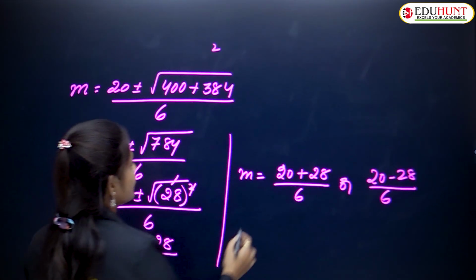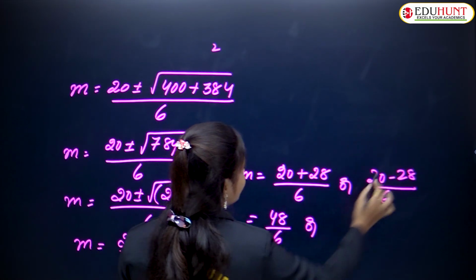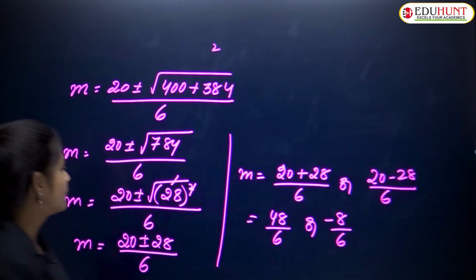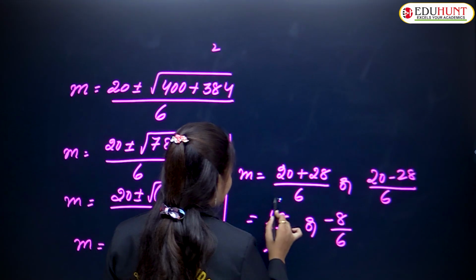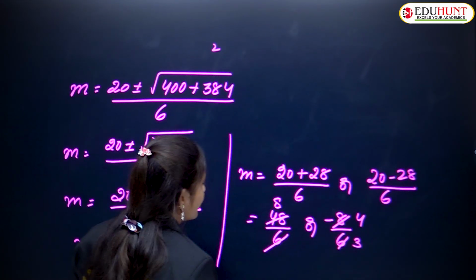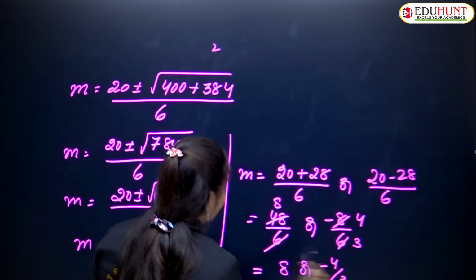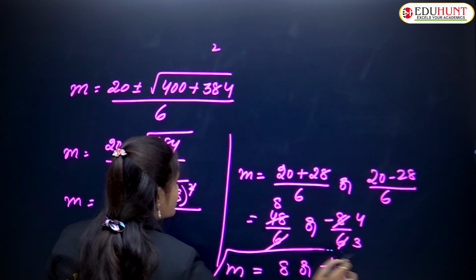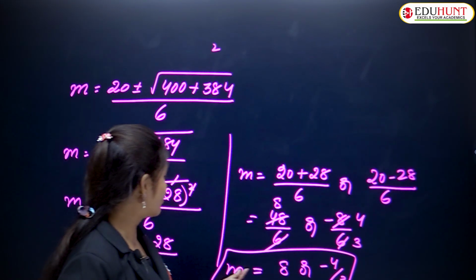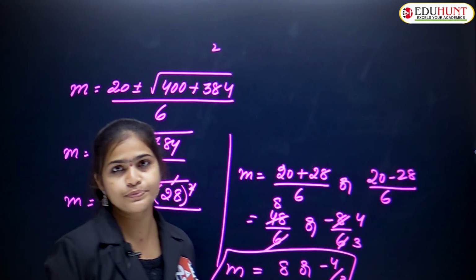Understand? So from this one, 48 by 6 or minus 8 by 6. Okay, so see here 6 8s are 48, and here 2 4s, 2 3s. So we can take here 8 or minus 4 by 3. Those two are the values of M. So here they ask that M value only, no? So what is the value of M here? So M is equal to 8 or minus 4 by 3.